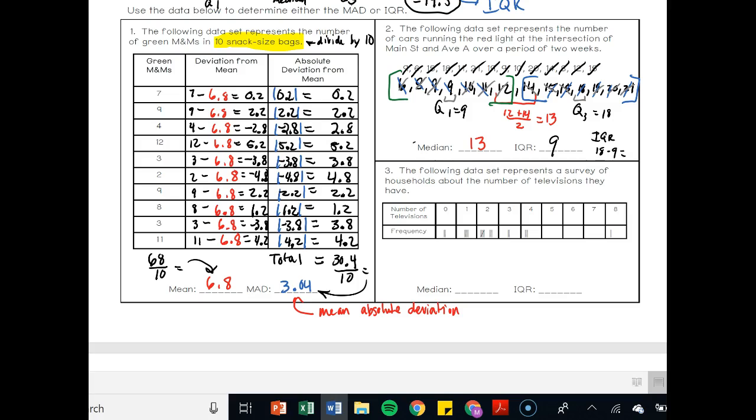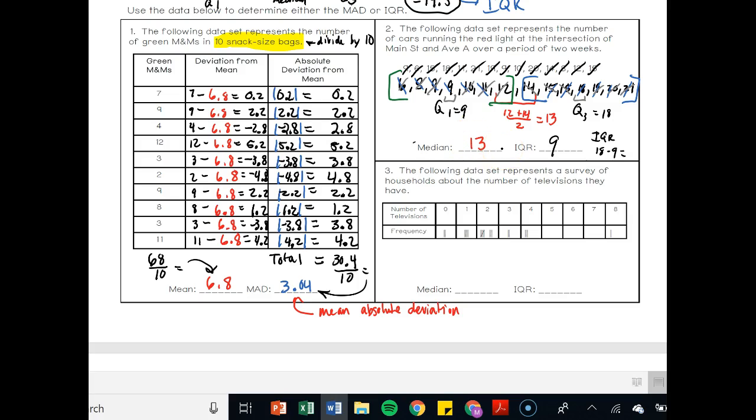So finally, we did some problems together. Here's an example of a bag of M&Ms, and we found the mean absolute deviation. The mean amount of green M&Ms in a bag is 6.8, and then we found that some bags can have about 3.04 more or fewer green M&Ms than our mean usually. And then we did the number of cars running red lights, and we found the median and IQR.